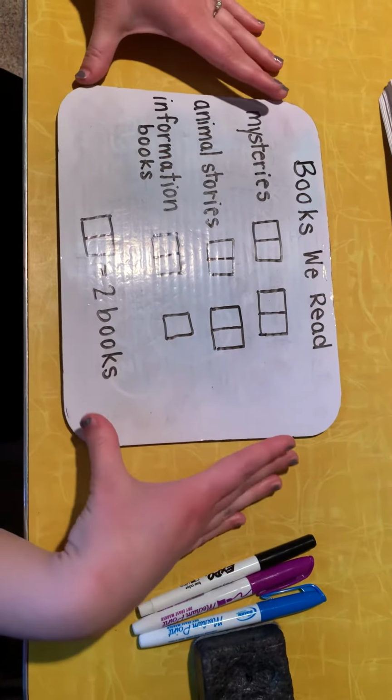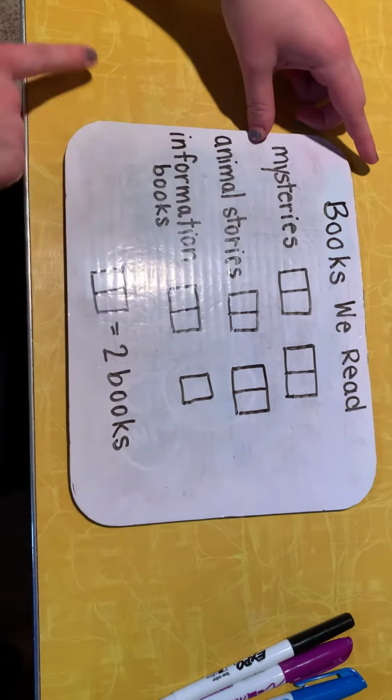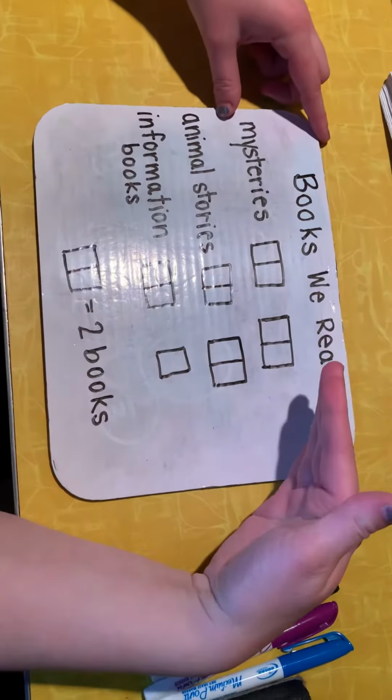So for example, every pictograph here that you're going to see should have a title. So our title here is Books We Read. So this would be showing that we are going to make a graph about different books that we've read. Then you're also going to have different labels here on the side. So you see we have mystery books here, mysteries. We have animal stories and information books. So those are our three different categories of the books that we've read.